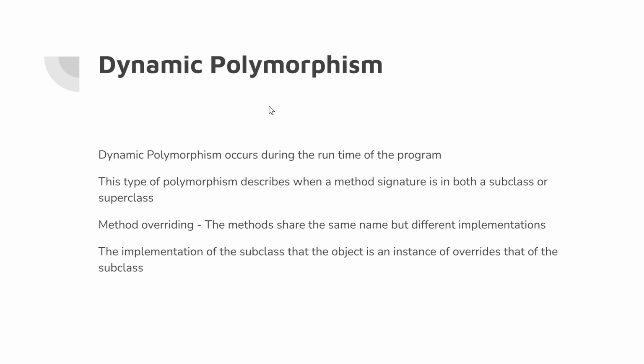Dynamic polymorphism occurs during the runtime of the program. This type of polymorphism describes a method signature shared by both a subclass and superclass. Method overriding: the method shares the same name but has different implementations. The implementation of the subclass that the object is an instance of overrides that of the superclass.